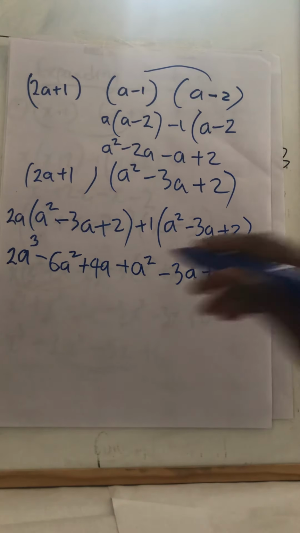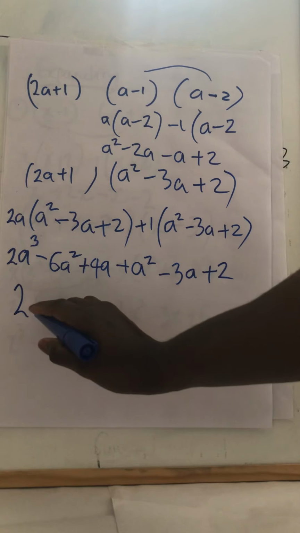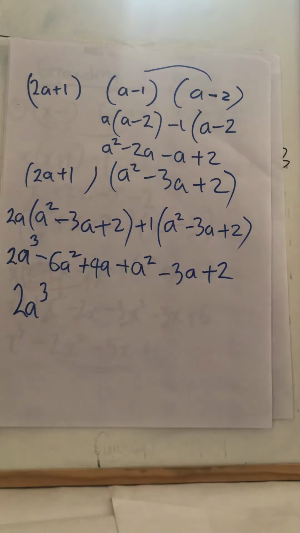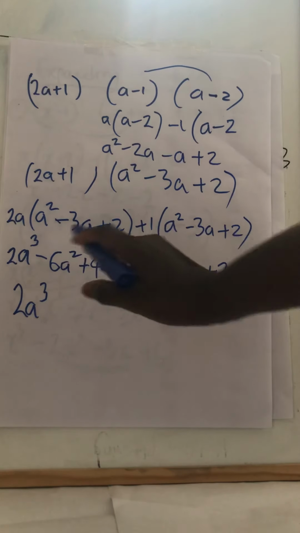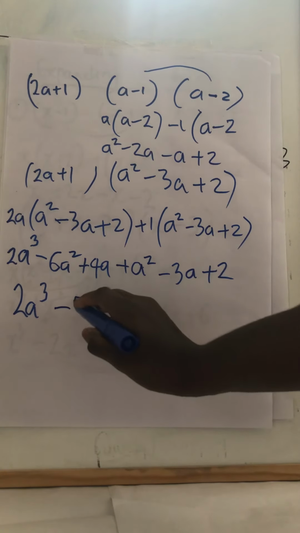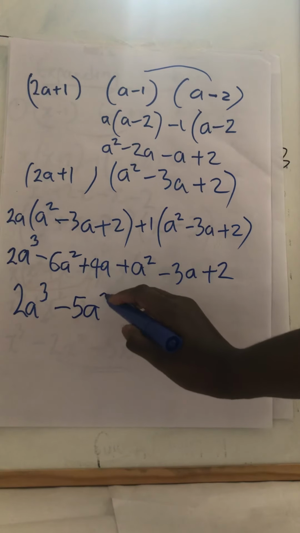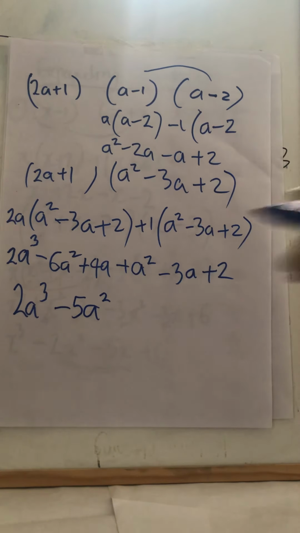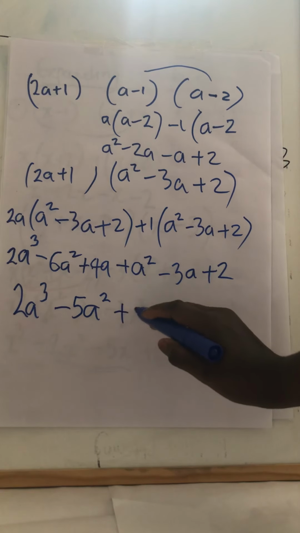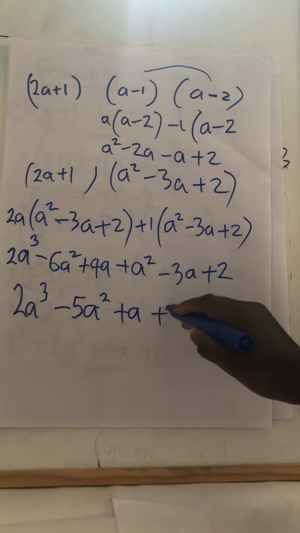Then let's tidy them up. 2a cubed. Remember, this and this: minus 6a squared plus a squared will give me minus 5a squared. Minus 3a plus 4a plus a, plus 2.